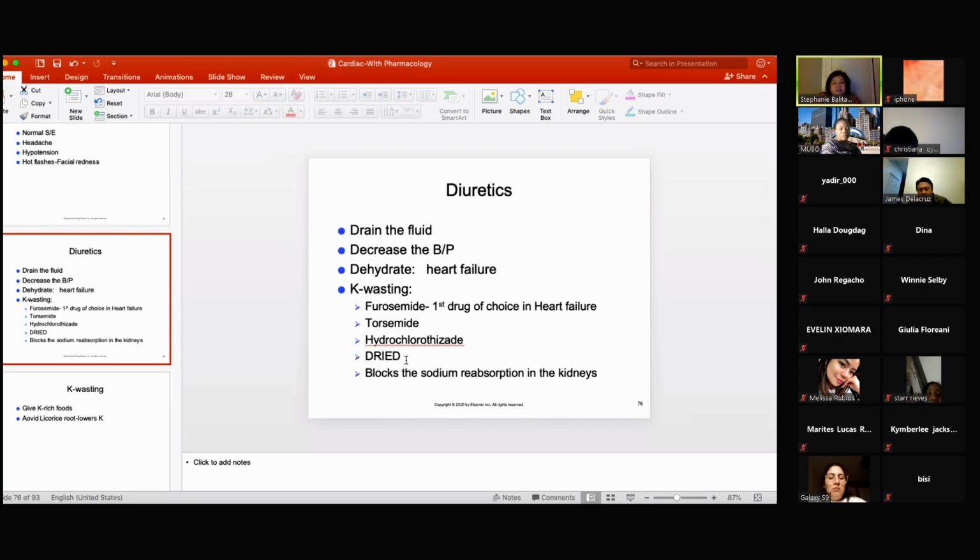How they do it is they block sodium reabsorption. Without sodium, there's no water. Sodium loves to hold on to water. So if they do not allow sodium back, then water would be eliminated.